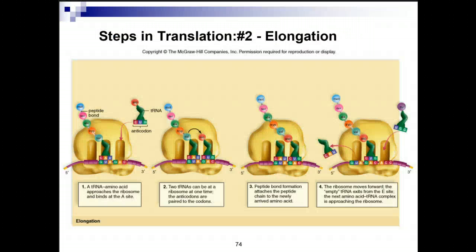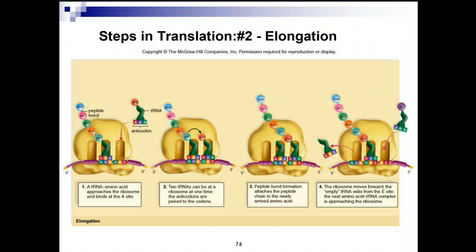Now let's take a look at the second part of translation, which is elongation. During elongation, amino acids are added one at a time to the growing protein chain. A second tRNA anticodon base pairs with the second codon on the messenger RNA. As the tRNA is bound to the second tRNA binding site, the catalytic site of the large subunit breaks the bond holding methionine to its tRNA, and forms a peptide bond between this amino acid and the amino acid attached to the second tRNA. The empty tRNA is released and the ribosome moves down the messenger RNA one codon.